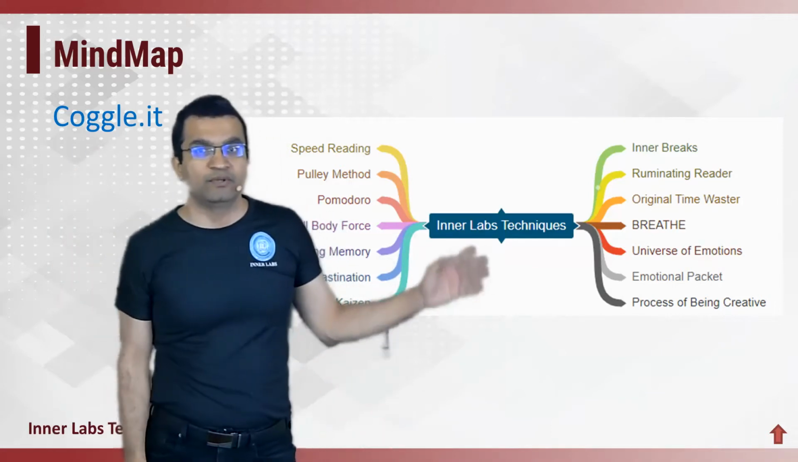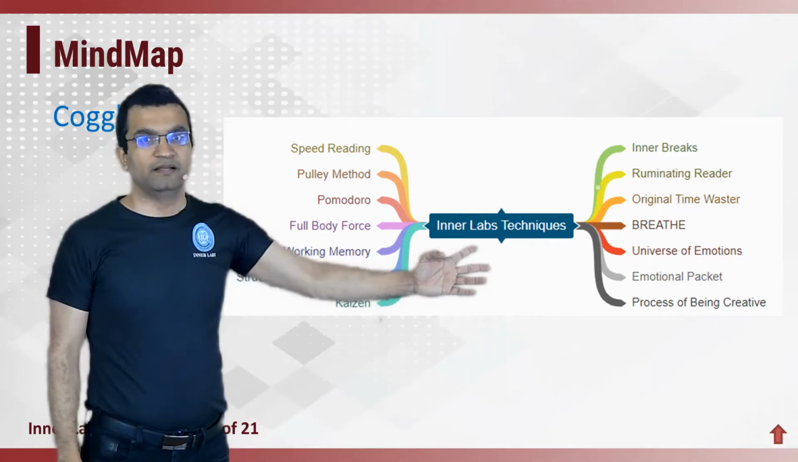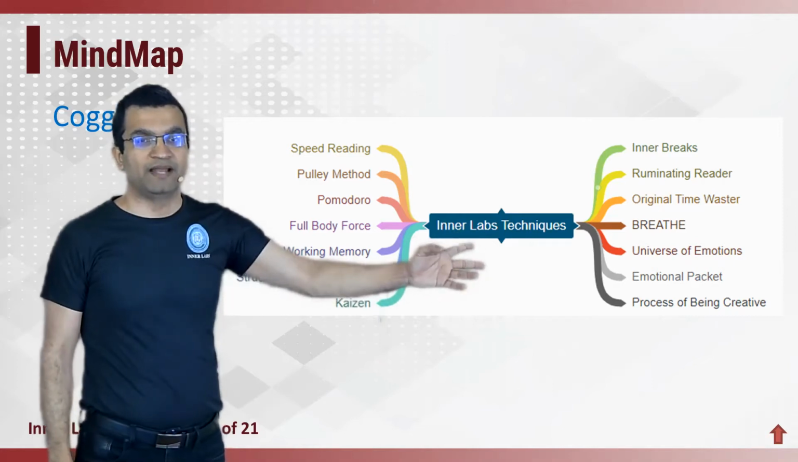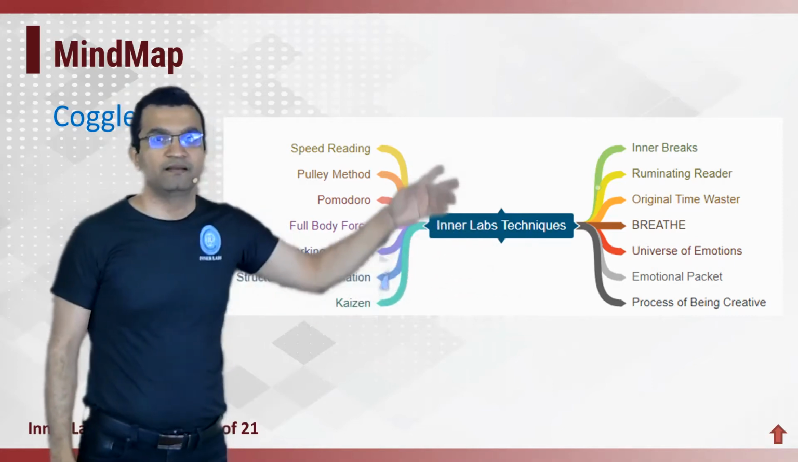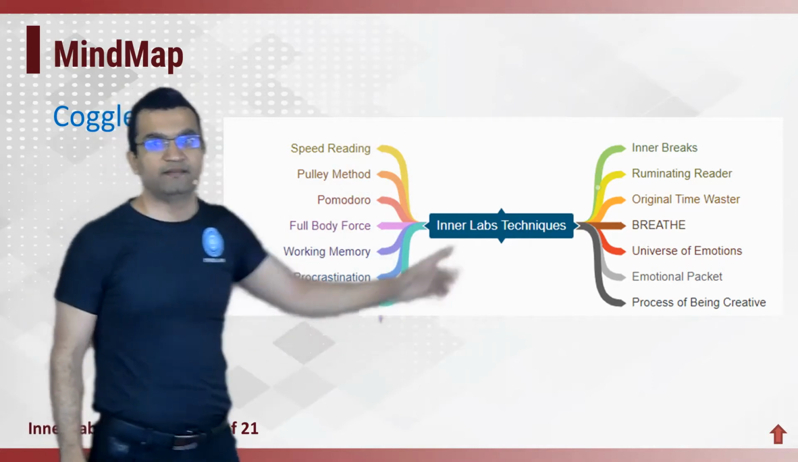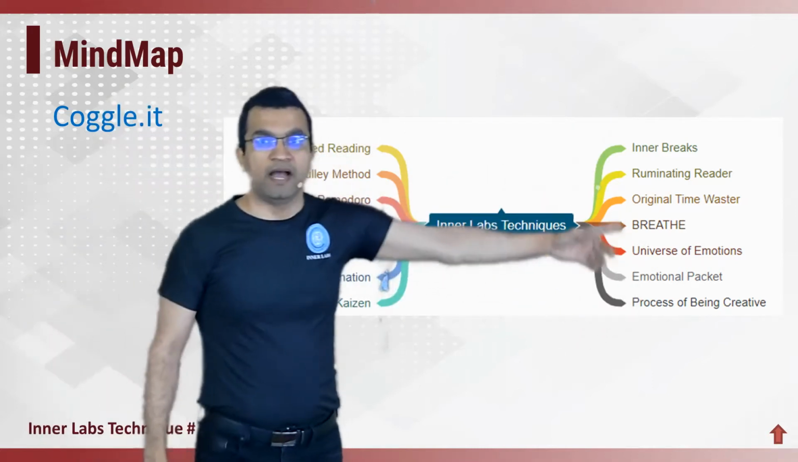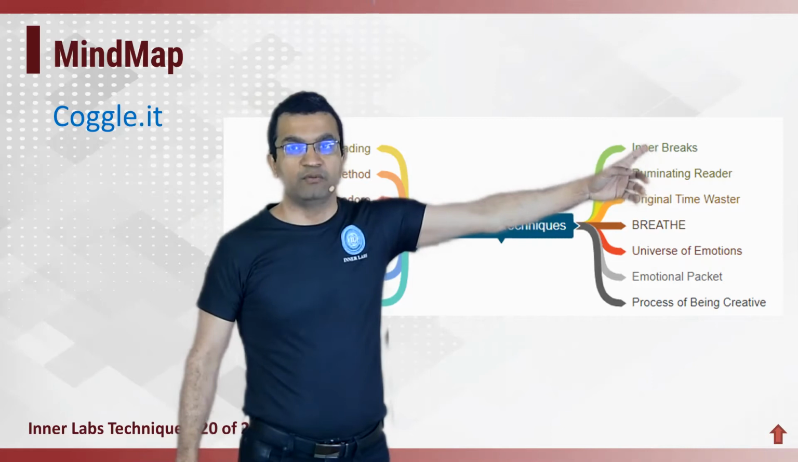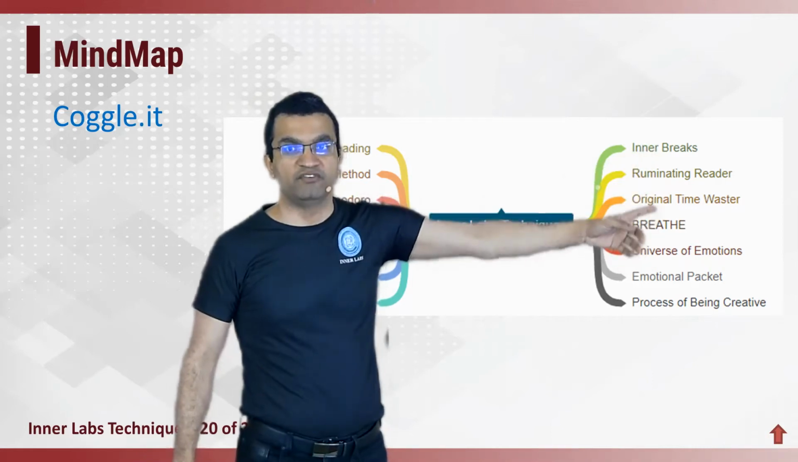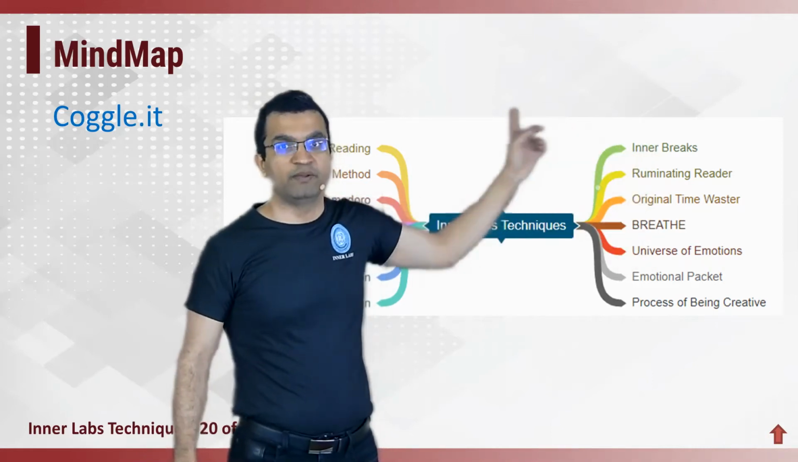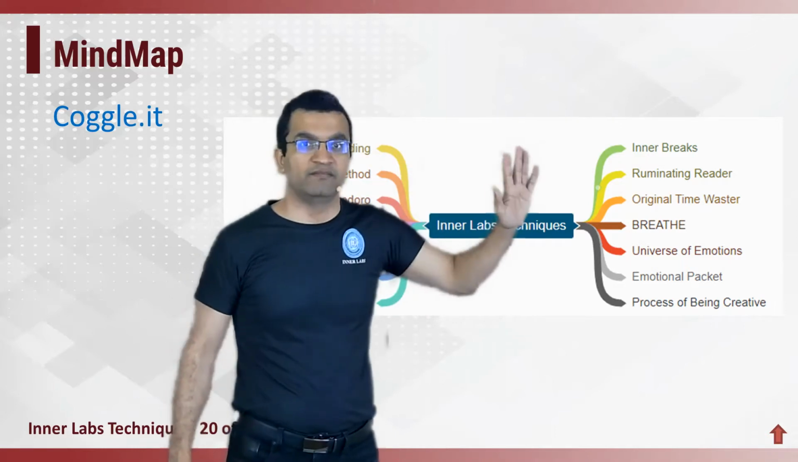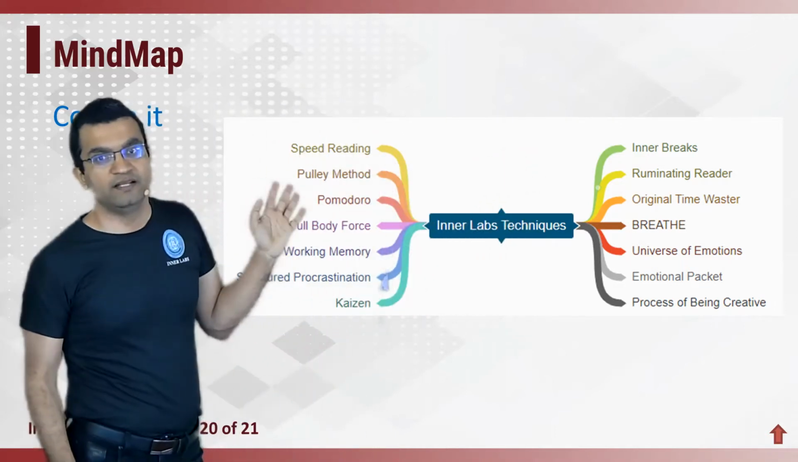And then you can make mind maps like this. These are Inner Labs techniques, and all these techniques are put here. Now, I could put pictures in this. I could make this bigger. I could change its color. I could join this branch to that branch. I could do whatever I want. Looks really nice and neat.